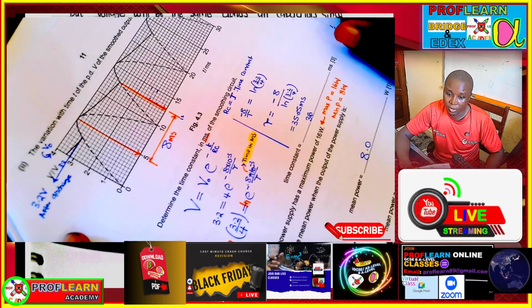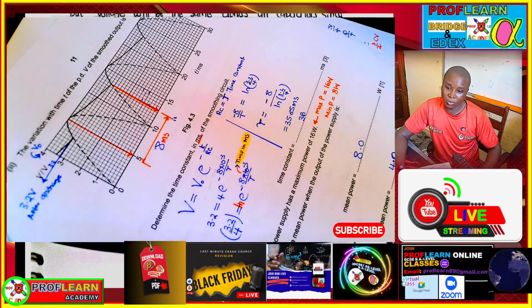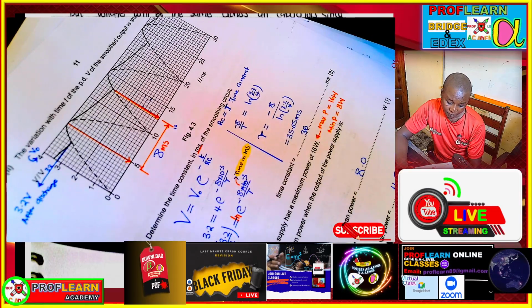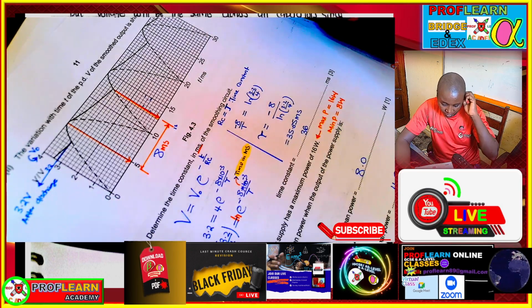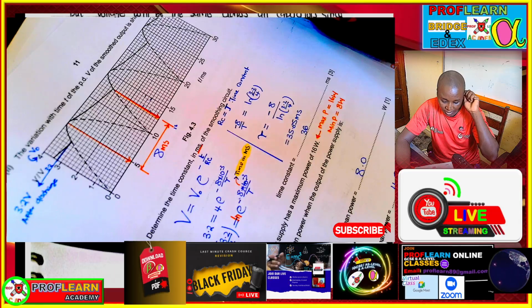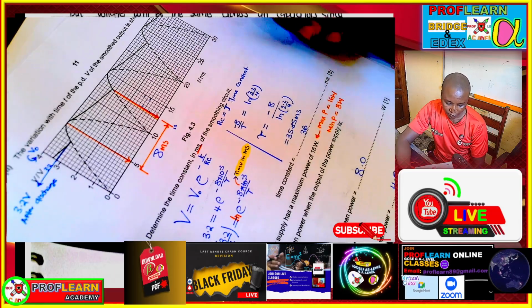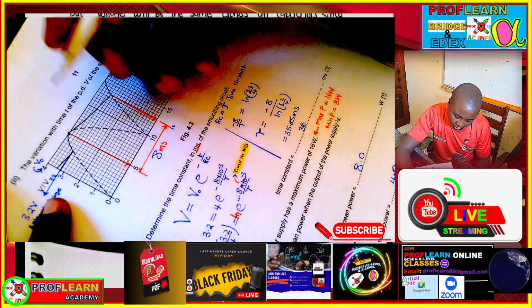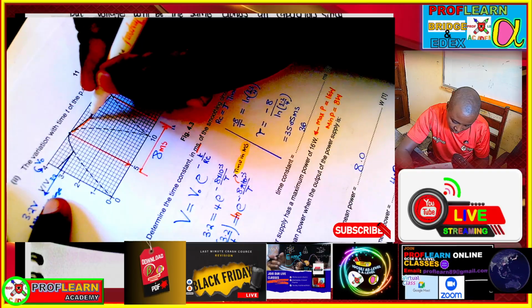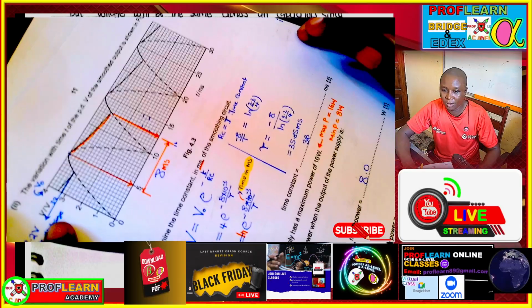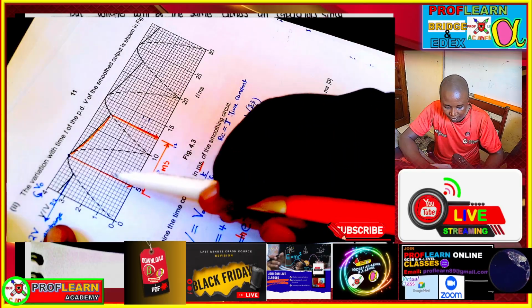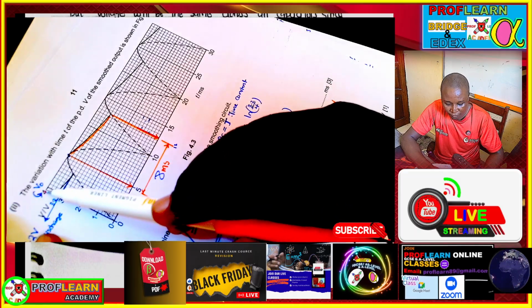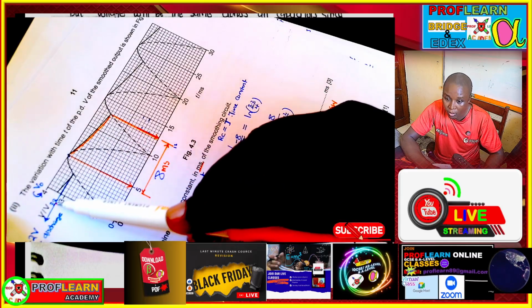The next part, we are told that the variation with time of the PD of the smoothed output is shown here, and we are supposed to determine the time constant. Discharging is happening in this region. This is where discharging is taking place. Then we need to find the time taken for this particular capacitor to discharge from a total voltage of 4, and it just discharges to 3.2.